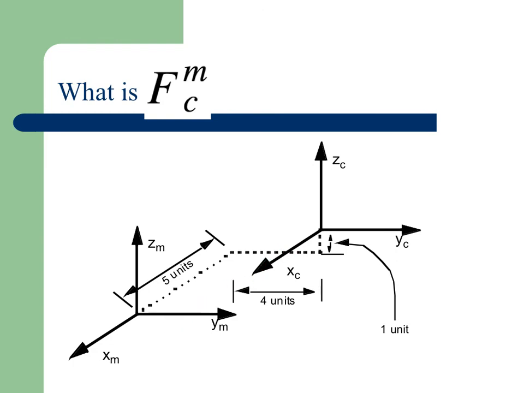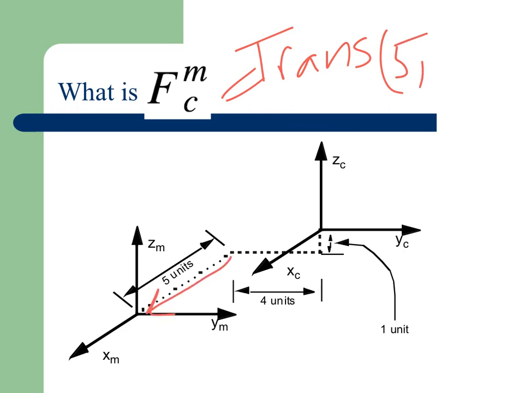Let me get my pen. So I'm going to do a trans, oops, sorry. And I'm going to go 5 units in the x direction. So we've done that part. And I need to do my y direction. Y is left to right, so that's this guy. And it looks like it's in the negative y direction for the C frame, so that'll be -4.